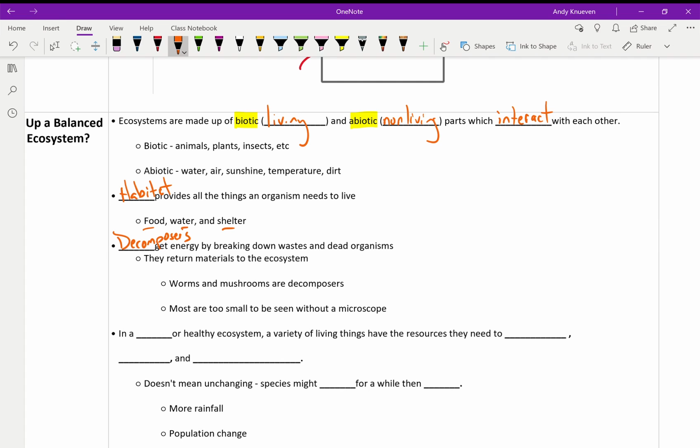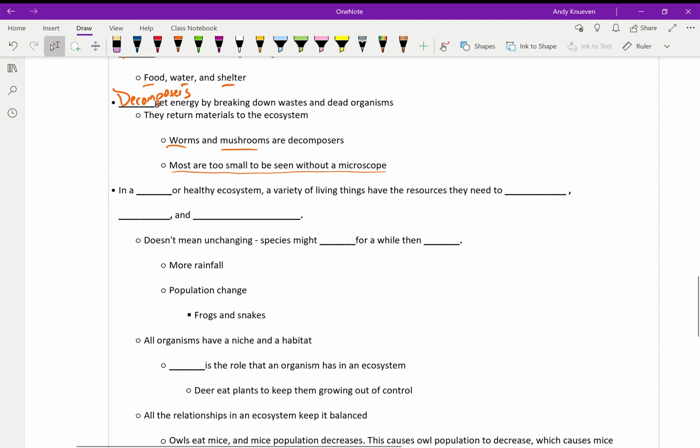When you cut grass, those little blades of grass fall on the ground and they decompose. Now, common decomposers are worms and mushrooms, but most of our decomposers are too small to be seen without a microscope. So when you think back to our microscope study that we did in the lab and all those microorganisms, some of those are decomposers. They were breaking down the algae and other dead things in the water.